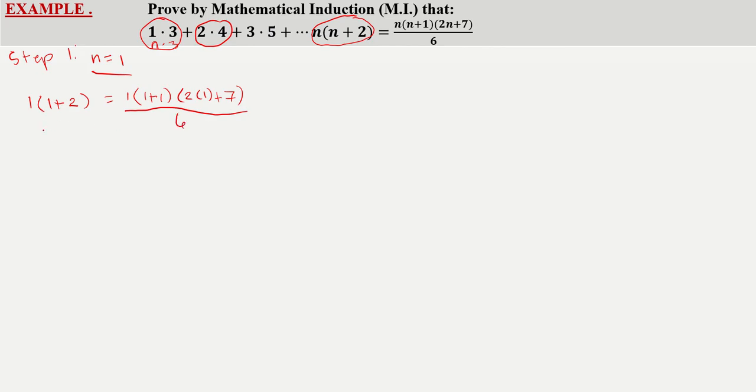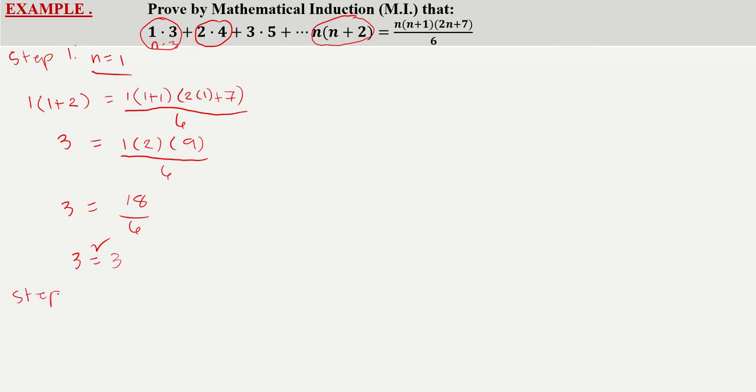And this is 1 times 3. That is 3 here, which is equal to 1 times 2. That's 2. 1 plus 1 is 2 times 2 plus 7 is 9 all over 6. Then we simplify. 1 times 2 is 2. 2 times 9 is 18 all over 6. 18 divided by 6 is equal to 3. Therefore, it is true for step 1.